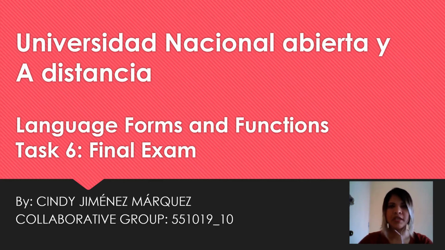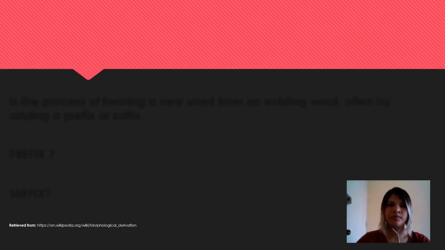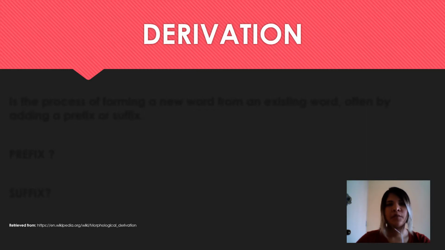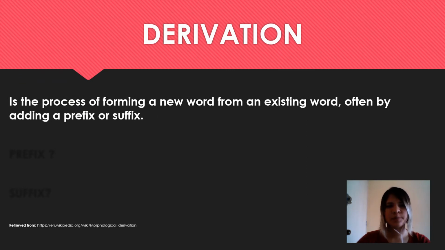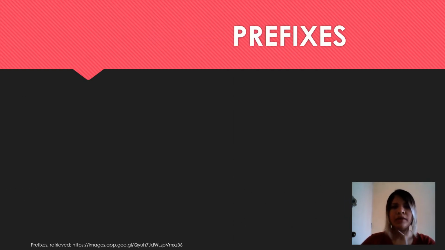In this opportunity, I'm going to talk about derivation. So let's see what is derivation. Derivation is the process of forming a new word from an existing word, often by adding a prefix or suffix. But what is a prefix and what is a suffix? Let's start with prefix, okay? Prefixes are affixes which attach to the beginning of roots.